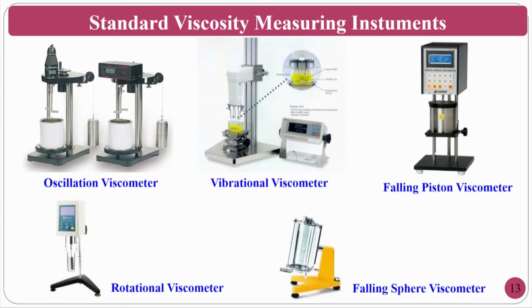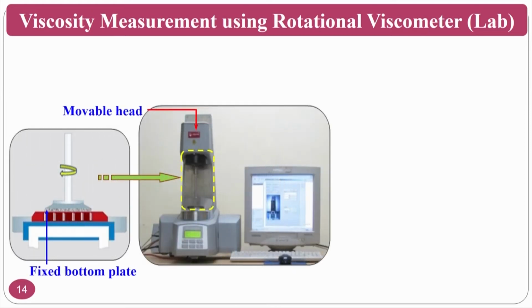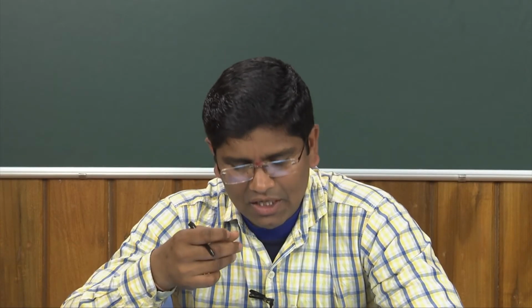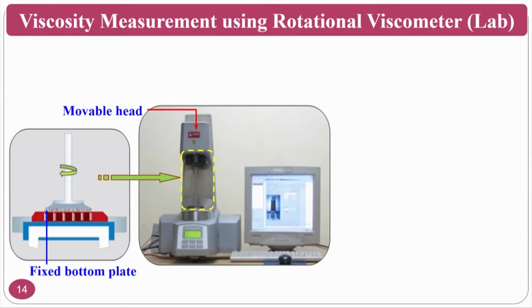There are different types, and among these, rotational is very common. If you see the rotational viscometry or the standard viscometry, currently what we are using at our laboratory to test the rheological properties of the fluids is Anton-Par MCR 102, and we can also use the Anton-Par series. Anton-Par is a company which produces the rheometers.